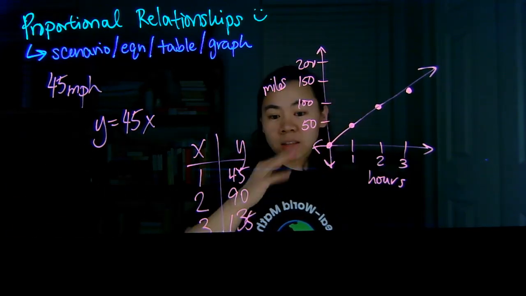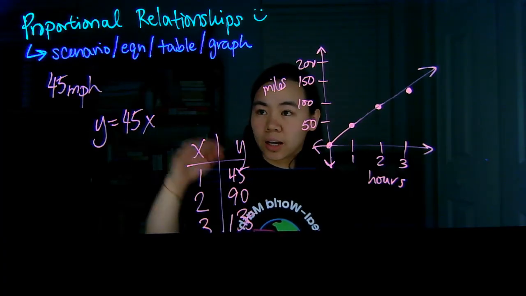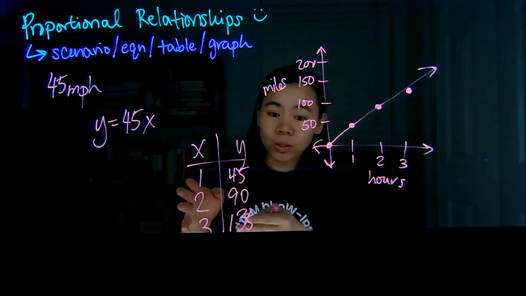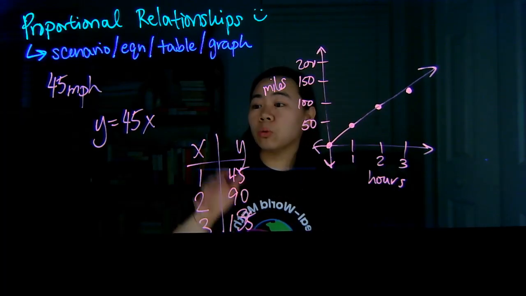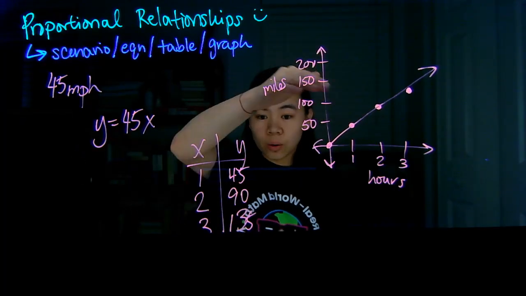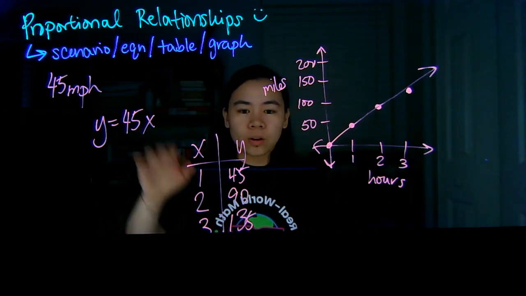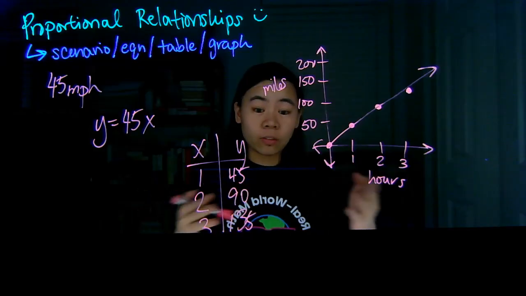So what we're practicing in this video is connecting those four things. If I gave you this graph, could you figure out what table matched it? Or if I gave you the table, could you figure out the equation? Could you figure out the graph? And vice versa, okay? So can you connect the four different types of representation if given one of these things?